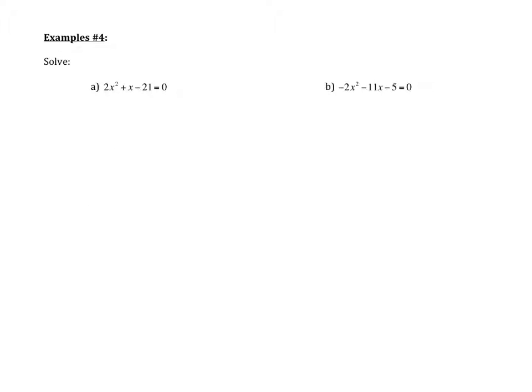And now on to example number 4. The instructions for these problems is just to simply solve. So not only are we going to be breaking them down into products, but we're also going to use the zero product property in order to actually solve for x. So we have in our first problem 2x squared plus x minus 21 equals 0. So we have a number in front of our x squared term. So what we got to do is set up our two parentheses and think about our numbers that are going to go inside of it.